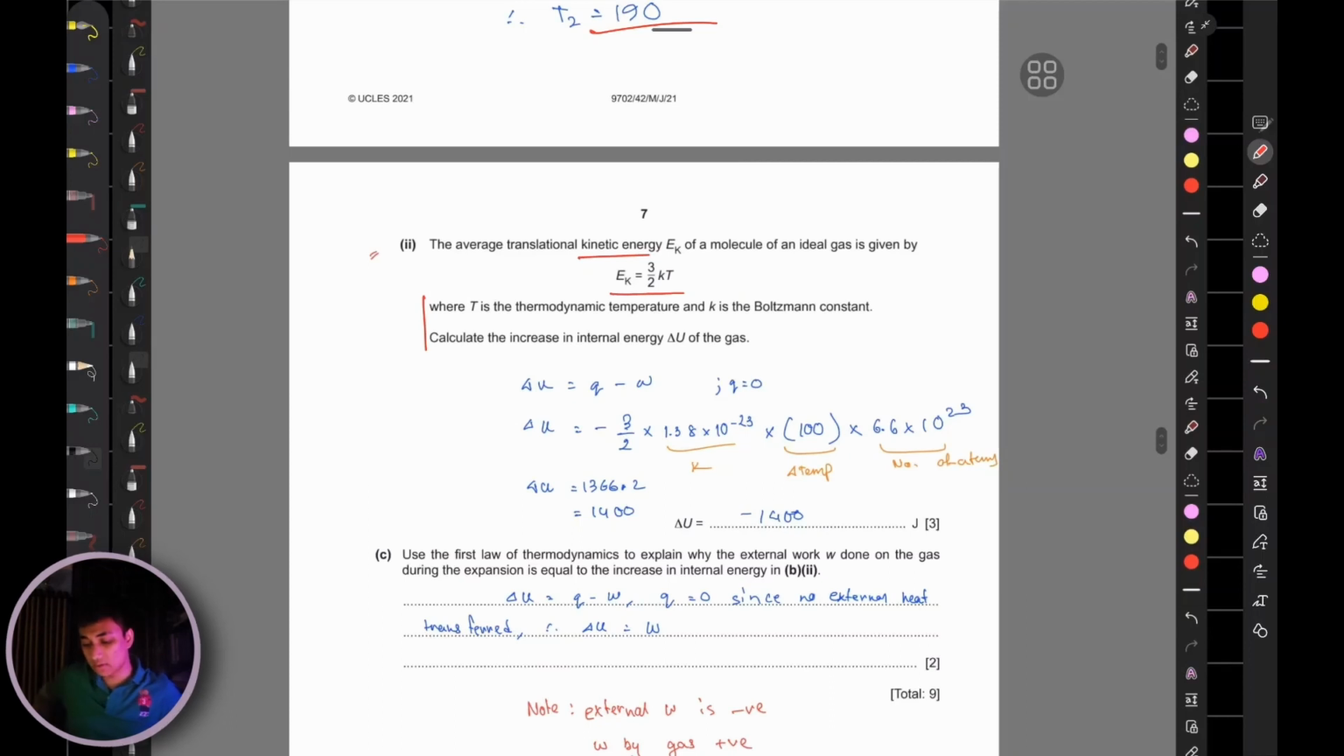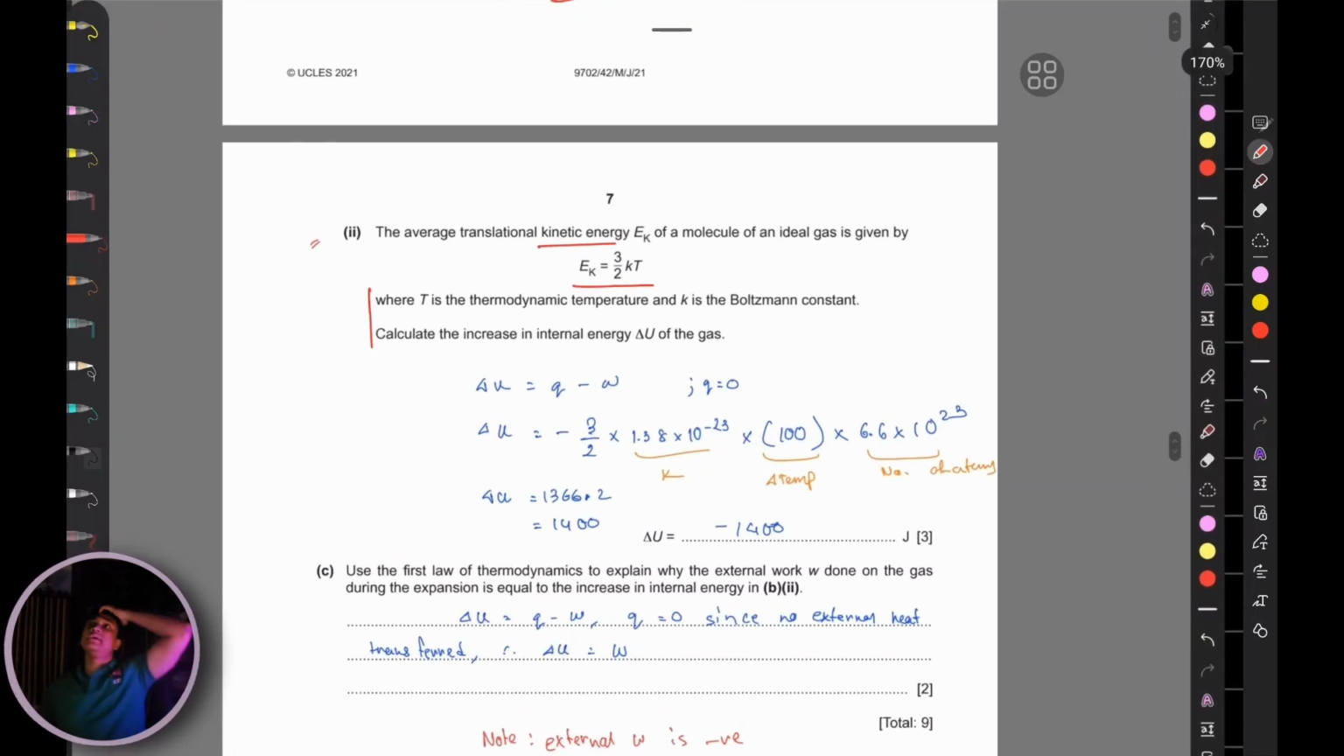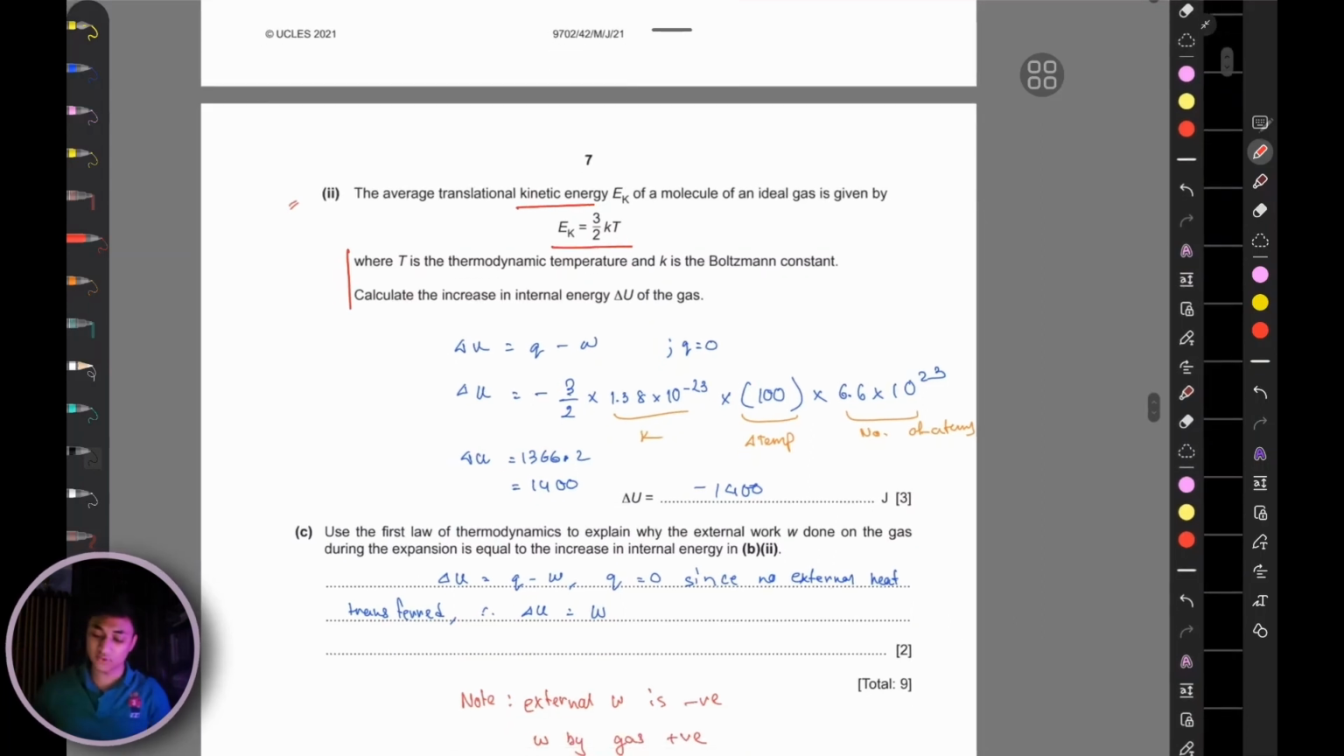Where T is the thermodynamic temperature and k is the Boltzmann constant, calculate the increase in internal energy, del U, of the gas. Okay. Now, in case of del U, how do you find out the change in internal energy of the system? Change in internal energy is the sum of thermal energy provided in or taken out plus work done on the system or work done by the gas, right?